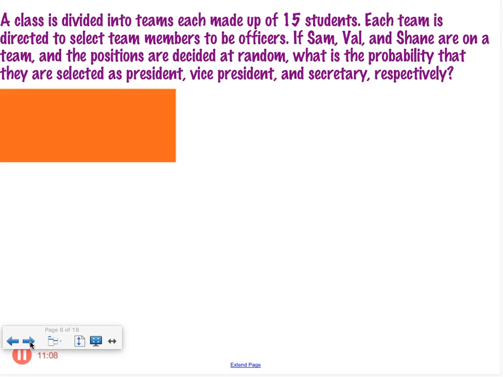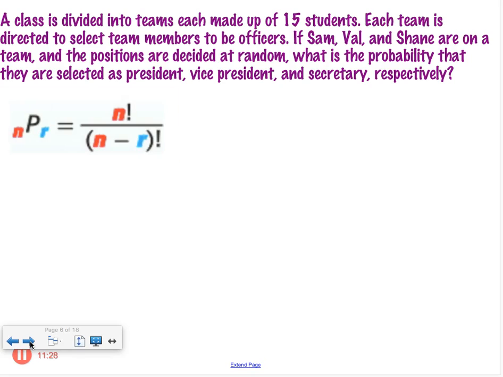So do we care about order? Yeah, because we care who's president. It says it wants Sam to be president, because that's what respectively means. So the first person matches with president, Val with vice president, and Shane with secretary. That's what respectively means, if the order matches up. Oh, that makes sense. So now we're doing a permutation again.